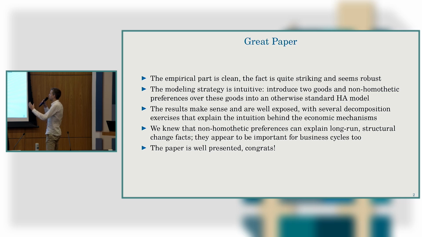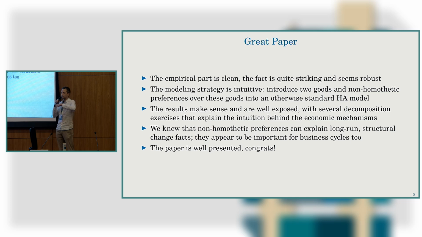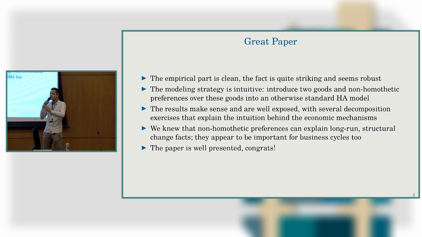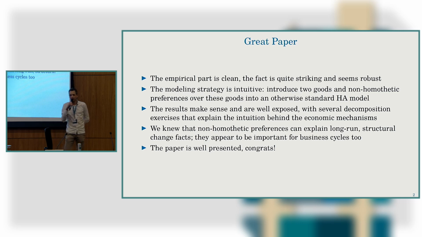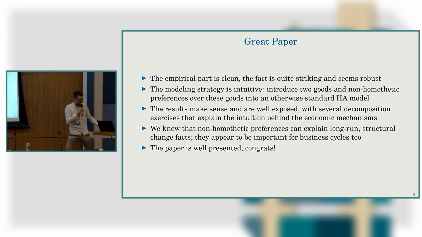And from what we know, non-homothetic preferences are heavily used in growth literature to explain long-run facts, so structural change. The literature uses that heavily. And so what I learned from this paper, and from Louis' paper, by the way, too, is that non-homothetic preferences appear to be important for business cycles, for short-term dynamics, too. So very, very cool, well done. Congrats for the good paper.